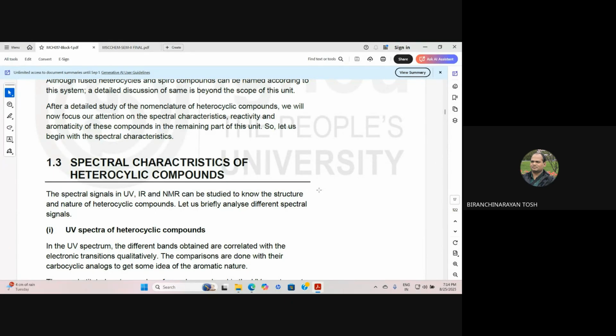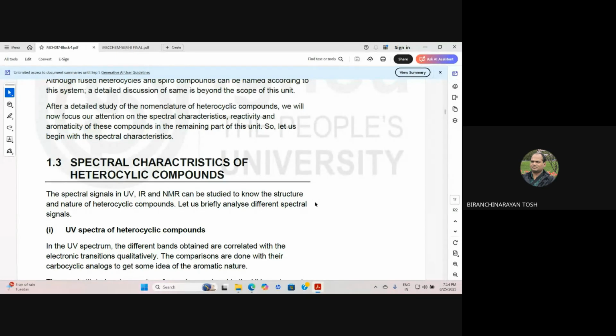So sigma and pi are the bonding molecular orbitals, and their respective anti-bonding molecular orbitals are sigma star and pi star. Moreover, if the compound contains any lone pair of electrons, that must be present in a non-bonding molecular orbital, which you can represent as n. So there will be n to pi star transition. So there are a minimum of 4 types of transitions: sigma to sigma star, pi to pi star, n to sigma star, and n to pi star.